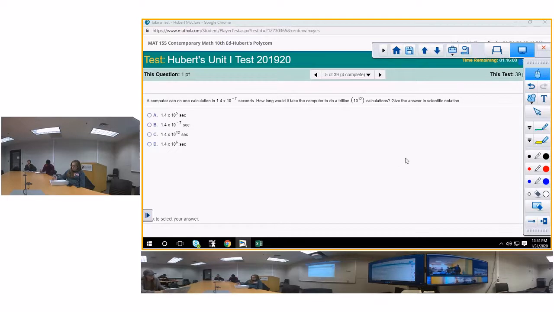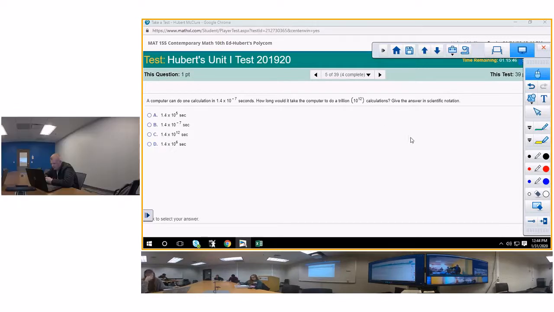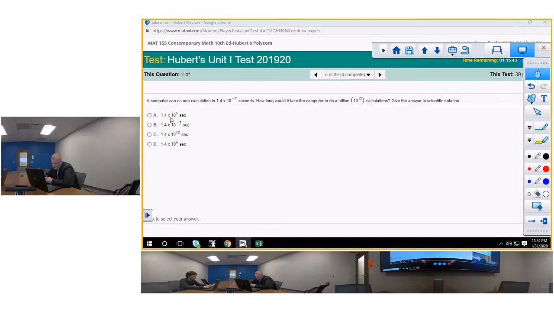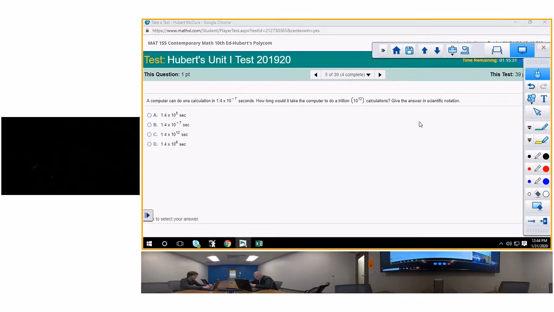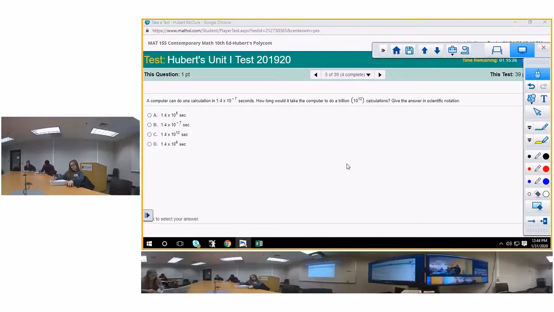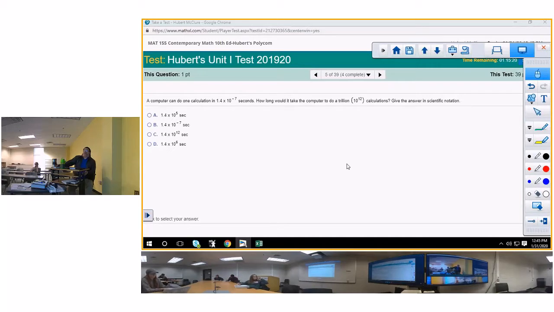And there's a problem. How long would it take the computer to do? It's 11. A computer can do one calculation in 1.4 seconds. How long would it take the computer to do a trillion calculations? Should be division, but the answer is not there. I believe they've got an incorrect answer on this one. It should be 12 plus 7, which is 19.